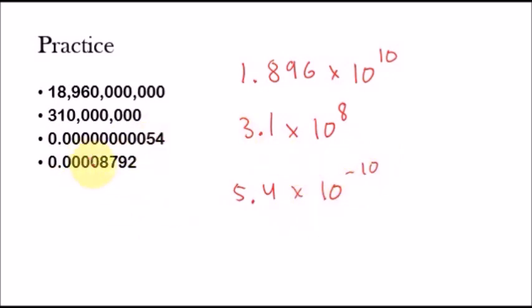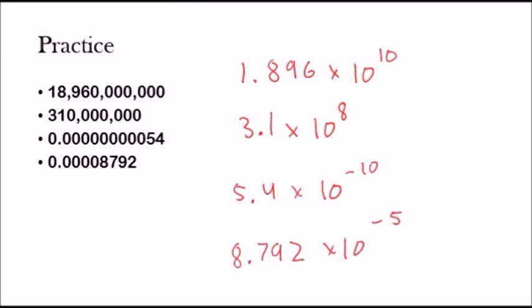Let's do it again here. We have 0.00008792, so we would express this 8792 as a number between 1 and 10, so that would be 8.792, and then multiply it by 10. In order to find what power we're raising it to, we'd start at the 8 and start counting 1, 2, 3, 4, 5, so negative 5. Alright, pretty simple.